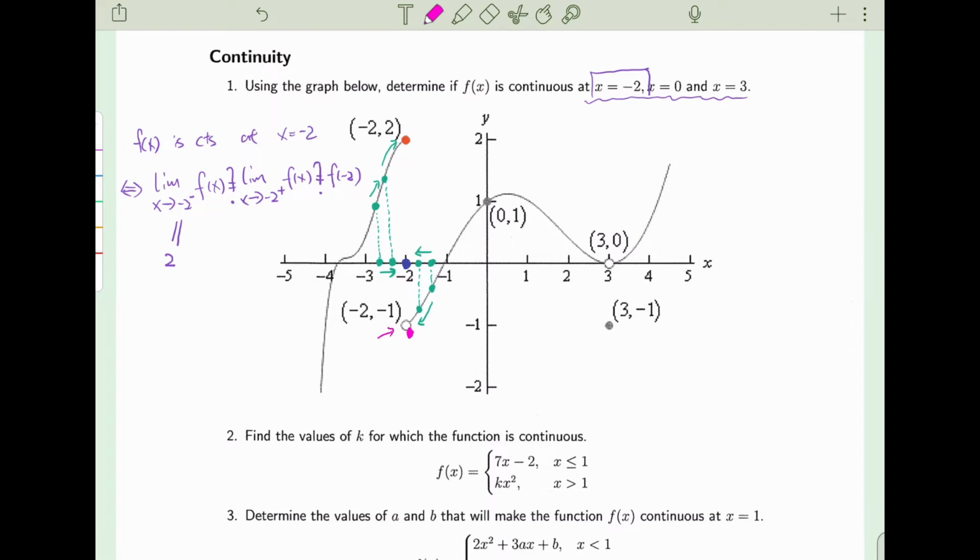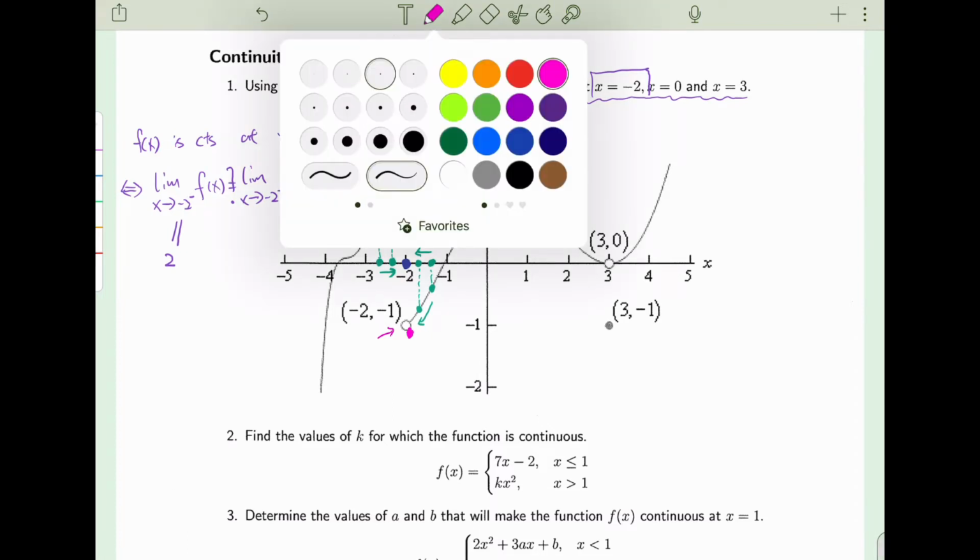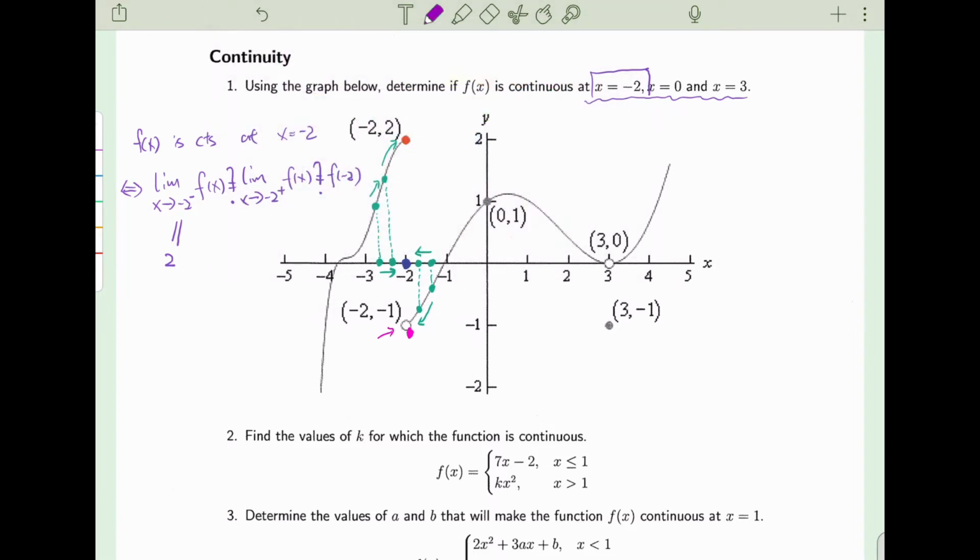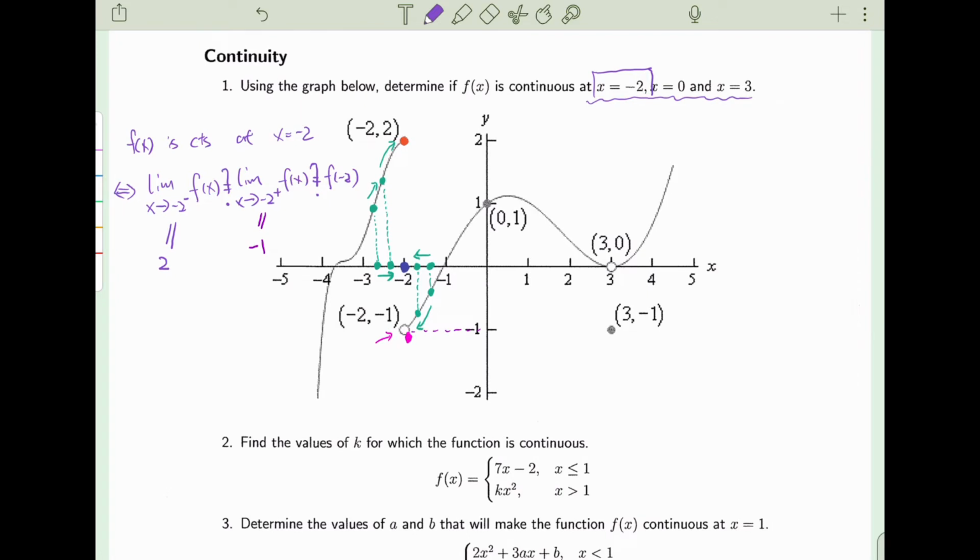Okay, so the value of the function is going to approach -1, right? -1 here. That means my right limit is -1, right? That is, when x is getting closer and closer to the blue point, -2, from the right, then the value of the function is going to be getting closer and closer to the y value of the pink point, that is -1. Okay, so I have checked the left limit and right limit.